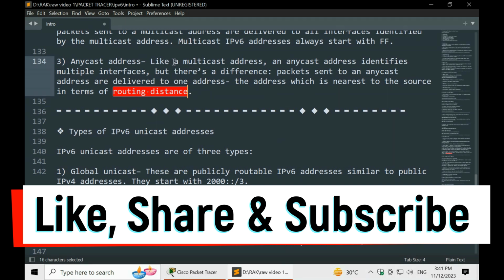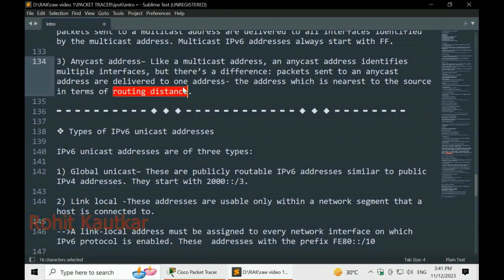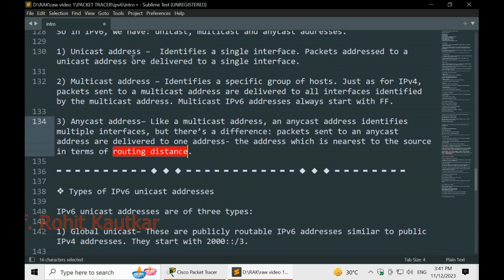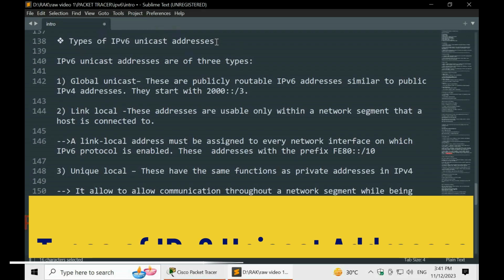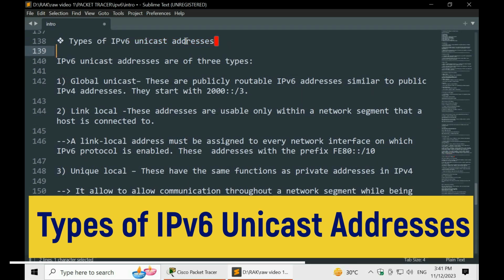So based on the routing distance, this is basically the metric. So these are the three types of addresses in IPv6: unicast, multicast and anycast. Now we will move forward and try to understand the types of unicast addresses.